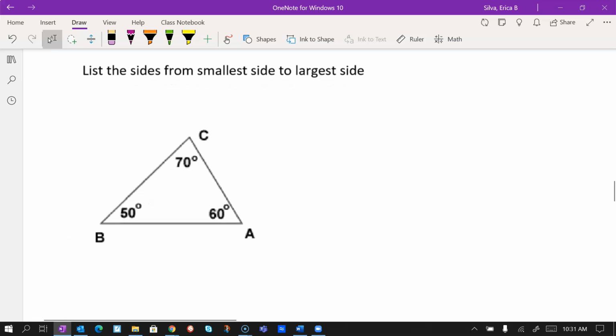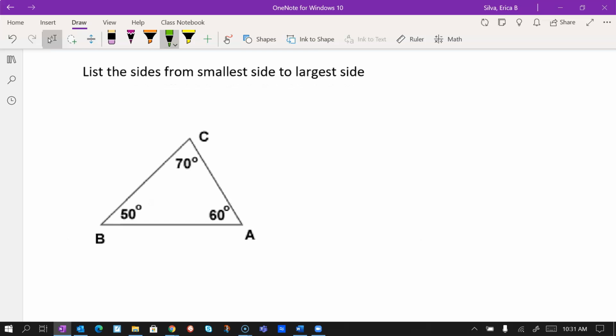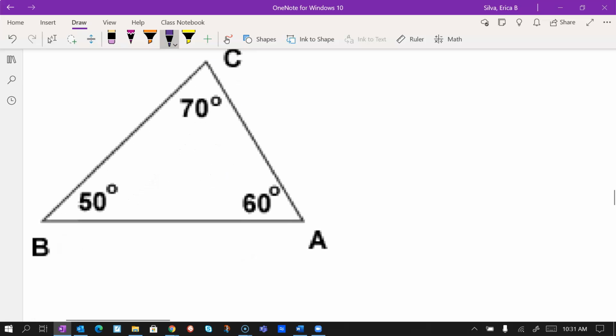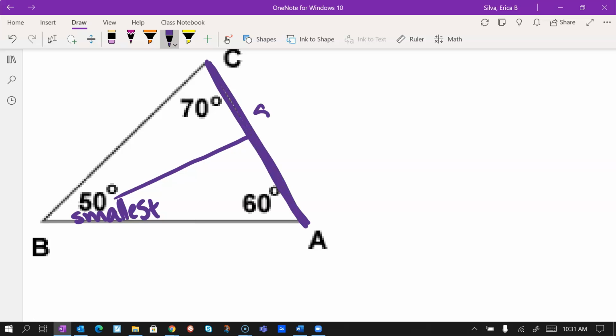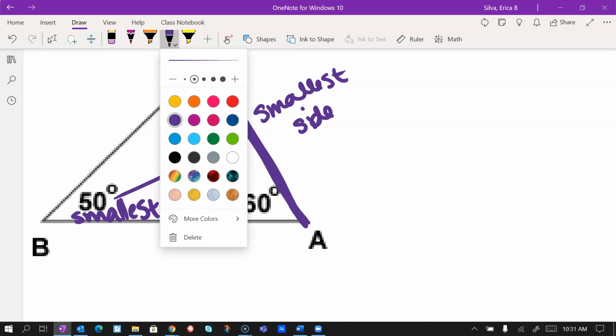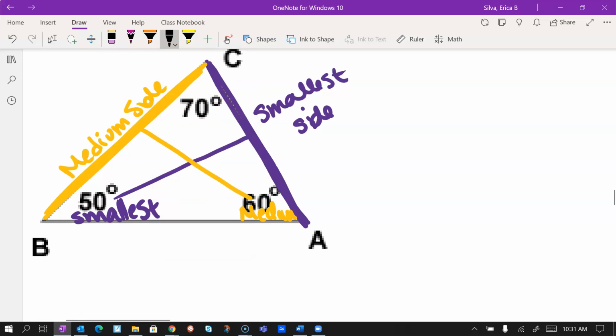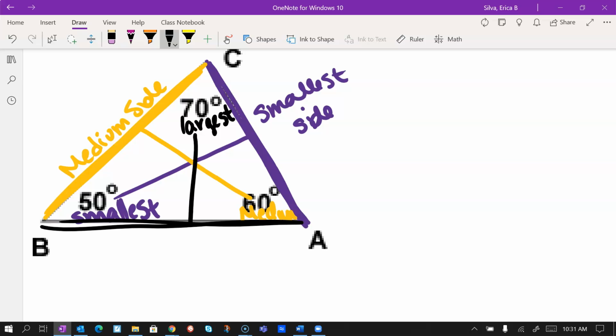This one, we're going to list it from smallest to largest side. So just like we did the sides, we're going to do the angles also. So you want to look for the smallest angle. This is my smallest. So it's going to be across the smallest side, and this is my smallest side. So it's the side that's not touching the angle. And then we go to the medium angle, and that will be directly across my medium side. And then we look at our largest angle, and it's going to be directly across my largest side.